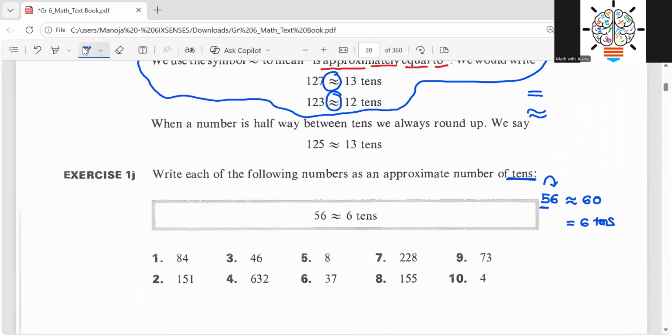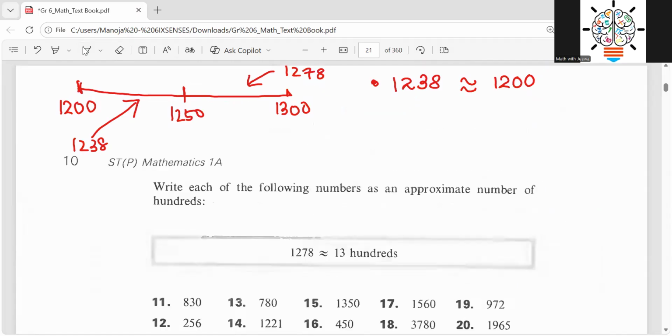Any number. Let's say we will take 73. You underline the tens place. Look at the next number. The next number is not 5 or more than 5. It is less than 5. You don't want to add anything. So you just write 70. And what does that mean? 7 tens, right? This is how you want to do. And we will move to the next part.